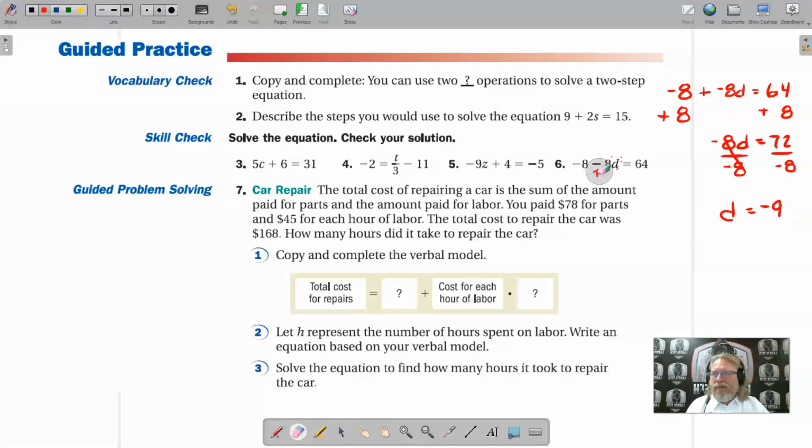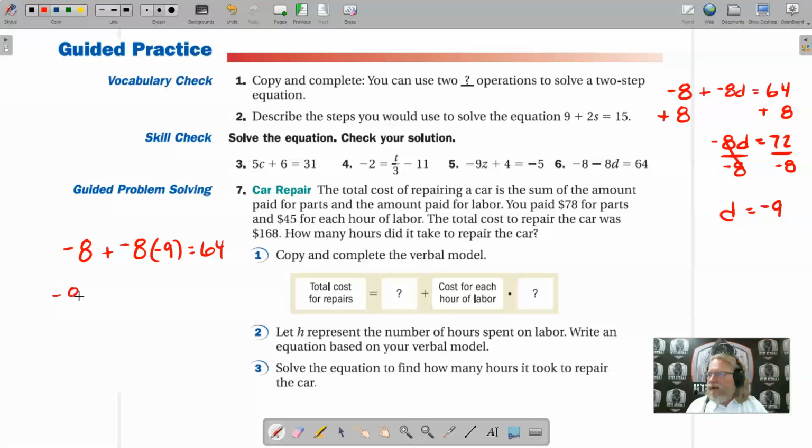Now we could go back and plug that in and check that out. So let's go ahead and do it up here. Let's take this negative 8, change the sign. The coefficient is negative, right? We can see that here. Change that from a difference to a sum. Plug in what we have for d, which is negative 9, and that's supposed to equal 64.